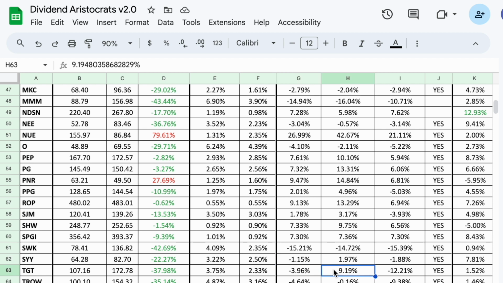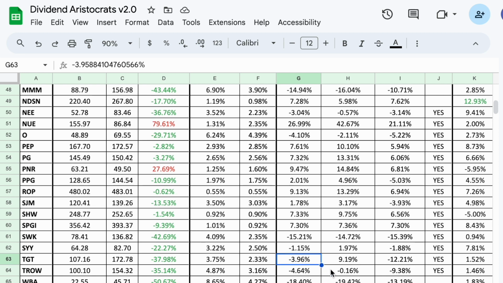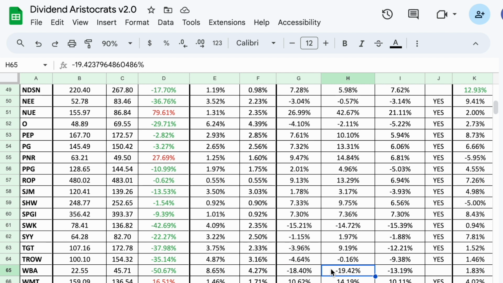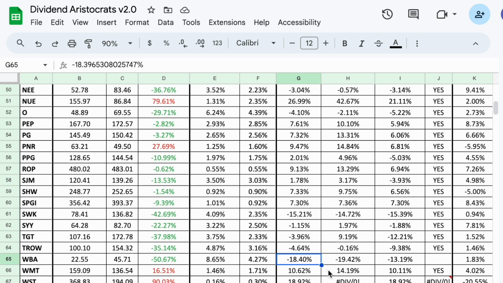Target passes the test with a return of 9.19% while undervalued, compared to minus 3.96% overall. T. Rowe Price Group passes the test with a return of minus 0.16% while undervalued, compared to minus 4.64% overall. Walgreens fails to pass the test with a return of minus 19.42% while undervalued, compared to minus 18.40% overall.